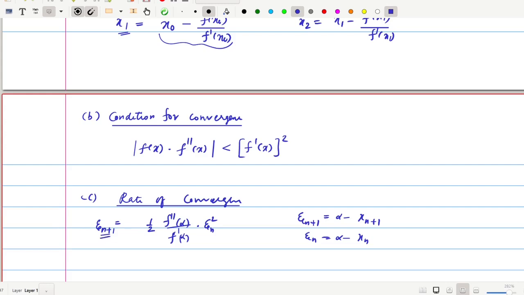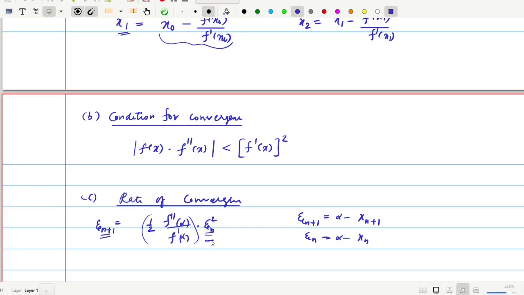That means the error follows this rule. The subsequent error will be a constant times epsilon n square. This constant is always fixed and independent of n. Epsilon n is the previous error, so the subsequent error will be the square of the previous error. So the Newton-Raphson method has a quadratic convergence. In other words, we can say its order of convergence is 2 due to this factor.